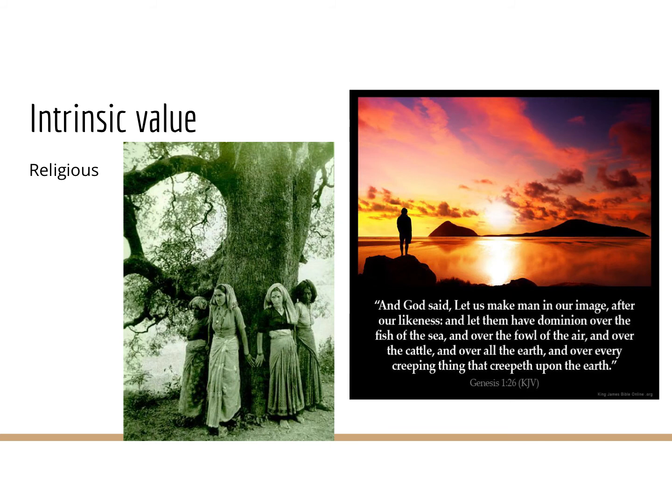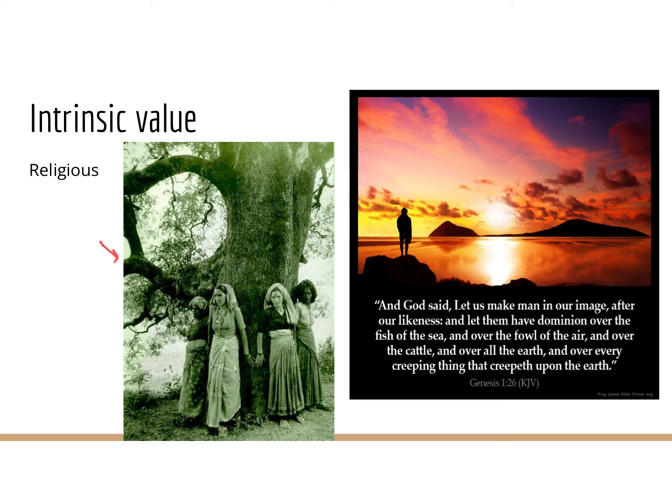Another type of intrinsic value is religious value, right? So valuing species for some kind of religious reason. One example of this is the Chipko movement. The Chipko movement was a Hindu movement where they were trying to prevent loggers from cutting down all these trees, and these Hindu women would actually encircle the trees. Chipko means to embrace, and this is actually where the term tree hugger came from: these Hindu women embracing these trees so that the loggers would not cut them down.